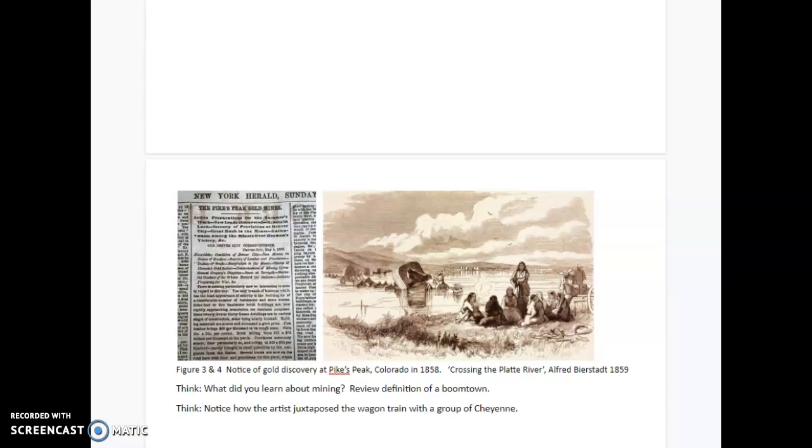So next we have a newspaper notice of gold discovered at Pikes Peak, Colorado in 1858. And then you also see an illustration by Alfred Bierstadt from 1859 called Crossing the Platte River. So you should be thinking about what you learned about mining and the definition of a boom town. And it's also interesting to notice how in this illustration, the artist juxtaposed the wagon train on the left with a group of Cheyenne on the right.